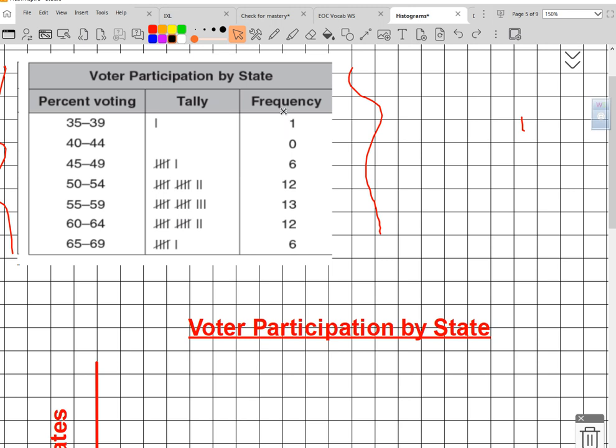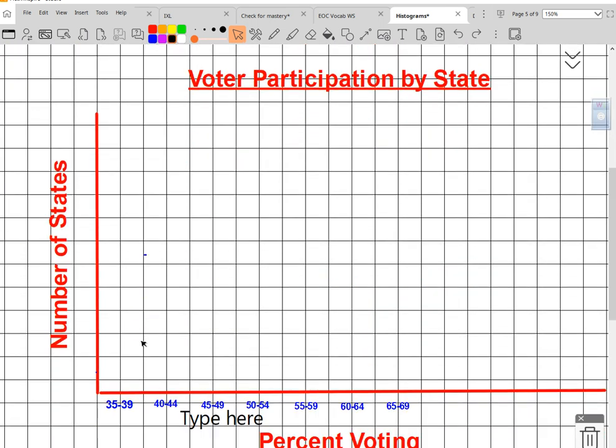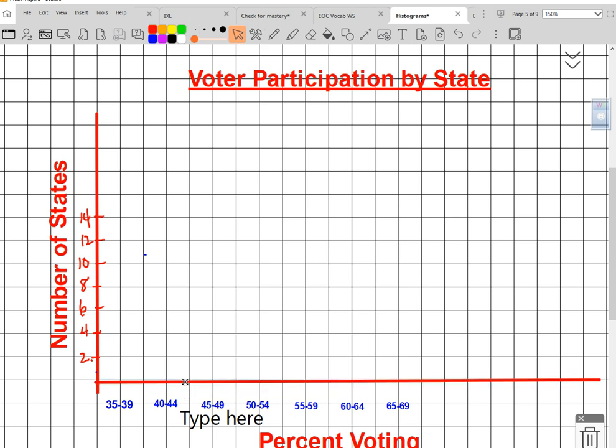So I'm going to go up by 2s. I'll show you how to do that. So it's all the way up to 12. Let's go by 2s. So we're going to say this is 2, 4, 6, 8, 10, 12, and 14. This one here should be up like that.